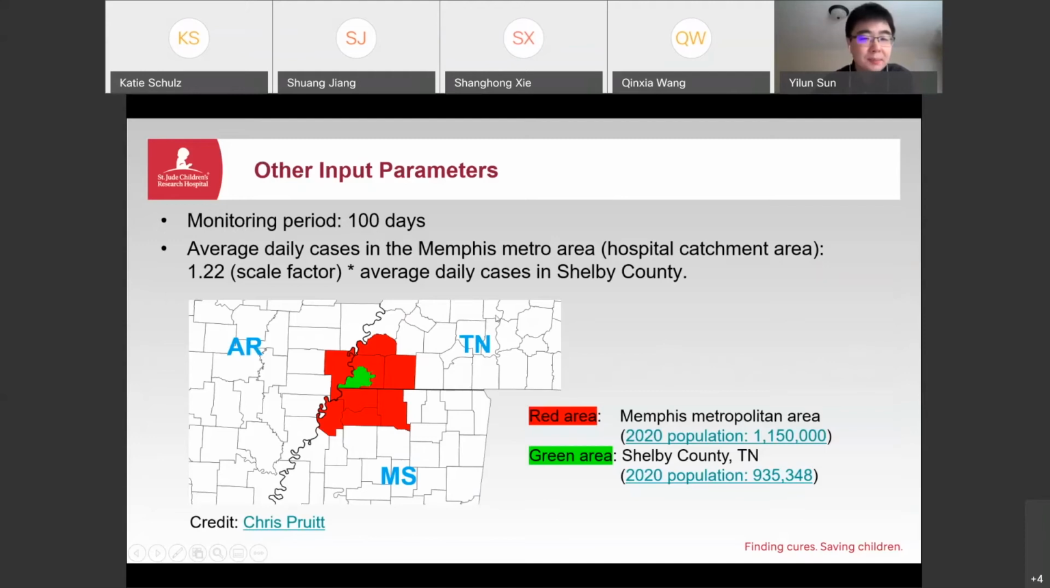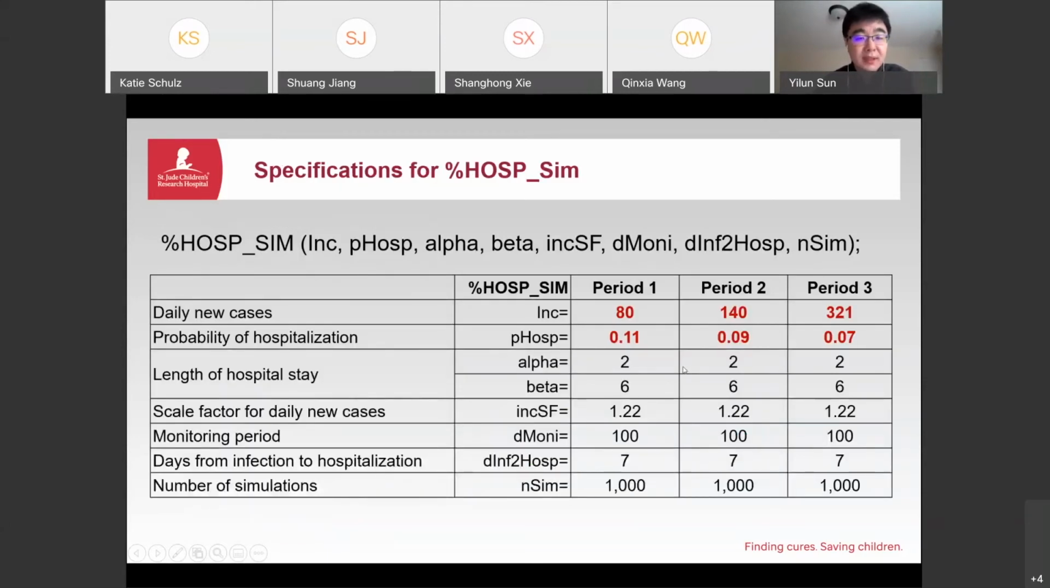Here are the values for other input parameters. Particularly, we assume that the average daily cases in the Memphis metro area is 1.22 times the average daily cases in Shelby County. This scale factor 1.22 was calculated as the population in the Memphis metro area divided by the population in Shelby County. And here are the input values for the SAS macro for each period. For the daily new cases and the probability of hospitalization, we use different values for different periods. For other parameters, we use the same values for different periods. And for each period, we will run 1,000 simulations.